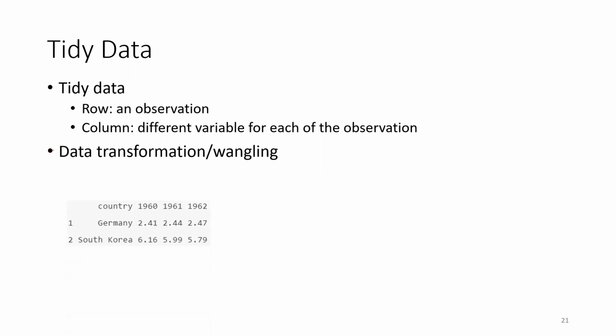So here is an example of a data set. As you can see, this is not tidy. It is not tidy because each row is not a single observation. This actually represents fertility. You can see this first row is actually representing 3 observations: the fertility of the country Germany in the year 1960, 1961, and then in the year 1962. This is not tidy data, because for tidy data, each row should represent a single observation.